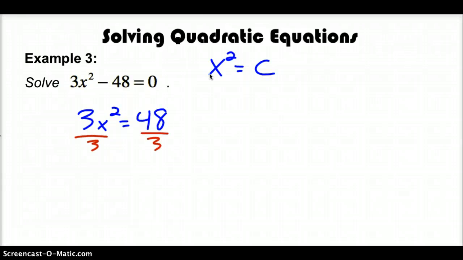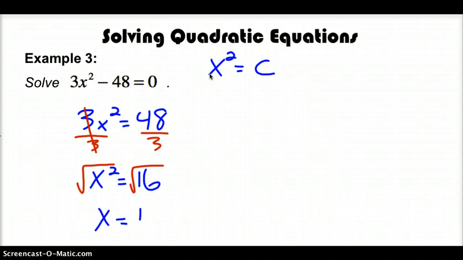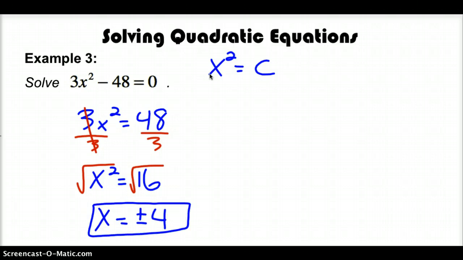The next thing I'm going to do is divide both sides by 3 to isolate my x squared. 3 divided by 3 will cancel that out, and I'll be left with x squared equals 16. Because 16 is a positive number, when I take the square root of both sides, I'm going to have two answers. So my final answer will be x equals plus or minus 4.